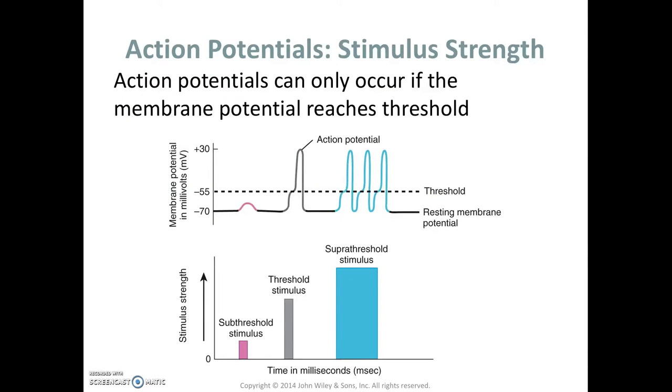Action potentials will only occur if the membrane potential reaches threshold. If the membrane potential does not reach threshold, no action potential will occur. If we have a very large stimulus, it will create multiple action potentials. This is how our neurons code for a strong signal.